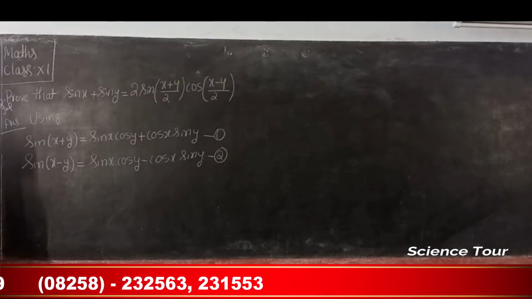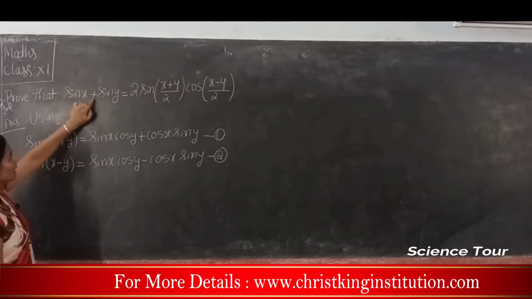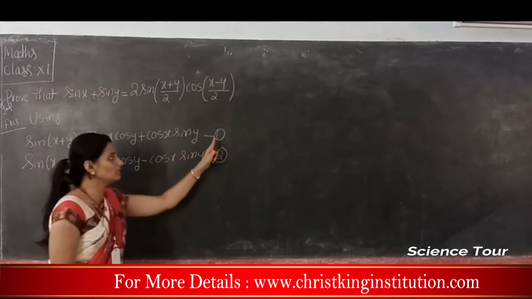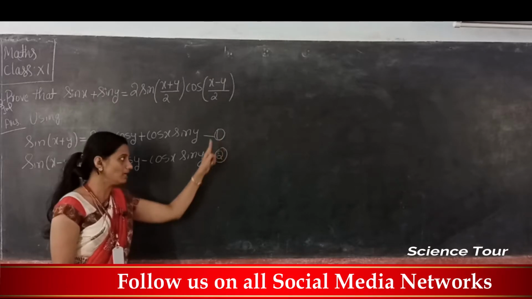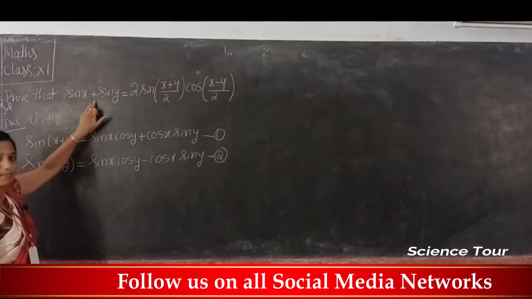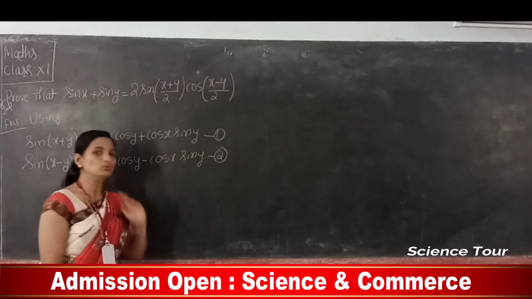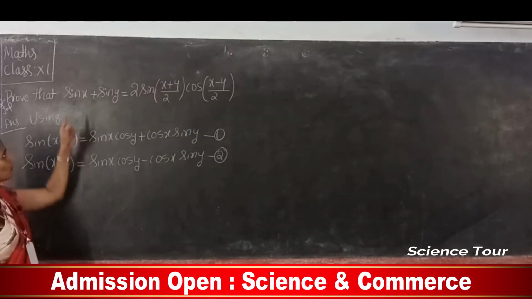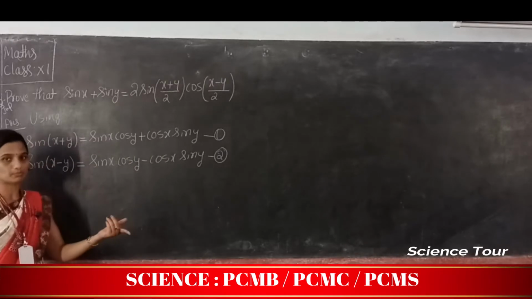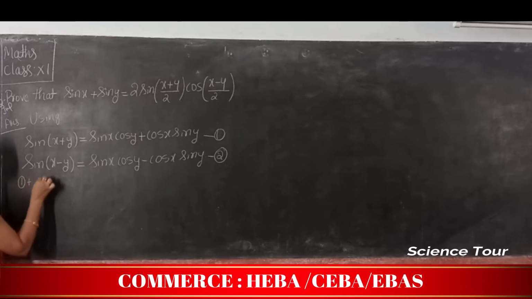Now see here, I need sin x plus sin y. So if you need plus, then add these 2 equations. So to prove this one, sin x plus sin y, add these 2 equations. Suppose if you want to prove sin x minus sin y, then what to do with these 2 equations? Subtract. Okay.